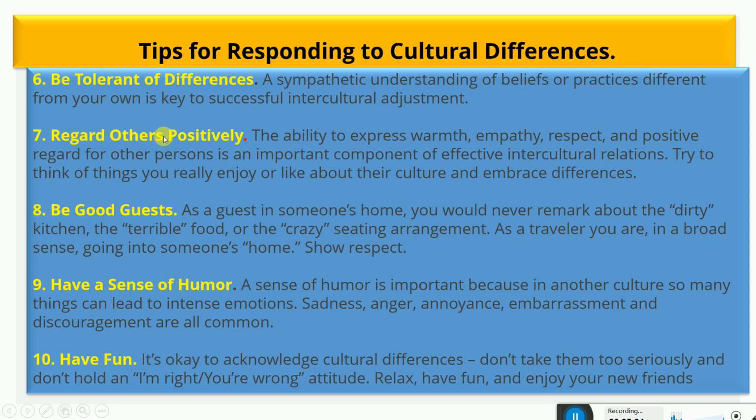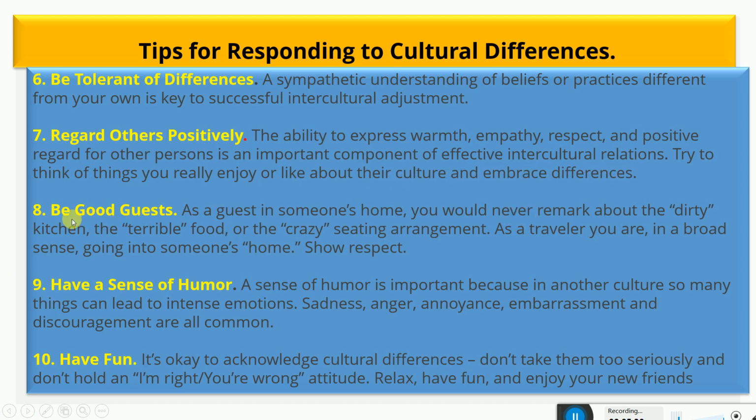Okay, regard others positively. The ability to express warmth, empathy, respect, and positive regard for the other person is an important component of effective intercultural relations. Try to see the lighter side of things and reality, enjoy thinking about things. Okay, you really enjoy learning about your culture and the embarrassment of differences.